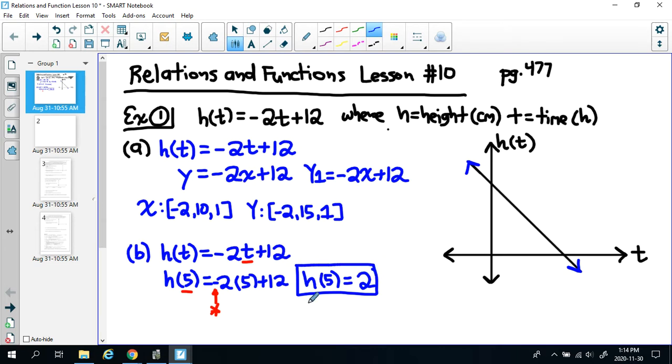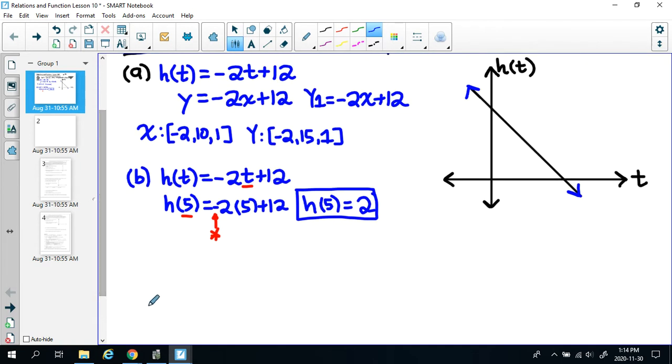So what this means right here is it's saying what is the height when time is 5 hours? So the height of the candle when the time is 5 hours would be 2 centimeters. Okay, let's go to part C now.